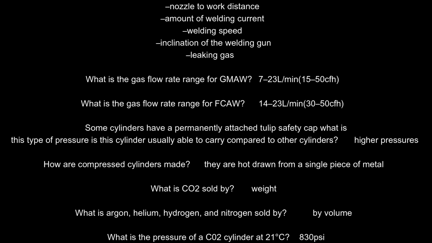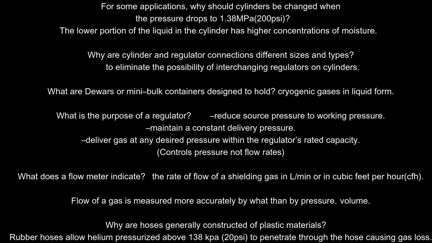830 psi. For some applications, why should cylinders be changed when the pressure drops to 1.38 MPa, 200 psi? The lower portion of the liquid in the cylinder has higher concentrations of moisture. Why are cylinder and regulator connections different sizes and types? To eliminate the possibility of interchanging regulators on cylinders.